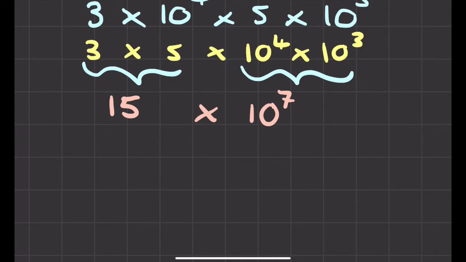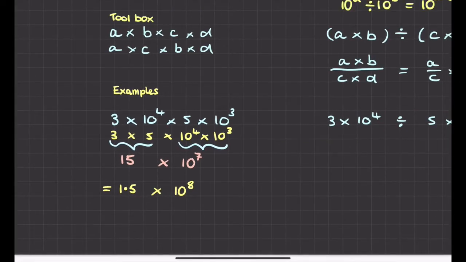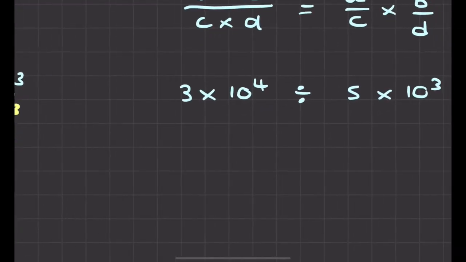Is that in standard form? I don't think it is, is it? Because this number needs to be a number between 1 and 10. So what we'll do is we'll make it 10 times smaller. And if we're making that one 10 times smaller, we need to make the other one 10 times bigger. So this will be our answer in standard form. And that's how you multiply them.